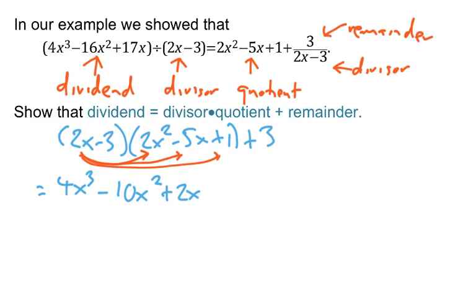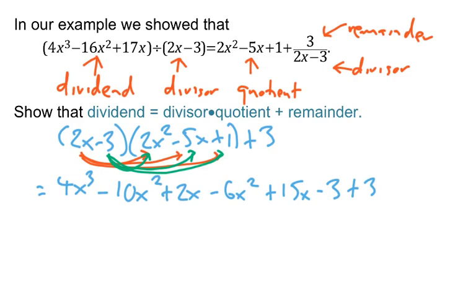Then we do the same thing with the second term of our divisor. Minus 3 times 2x squared is minus 6x squared, just that one. Minus 3 times minus 5x is 15x. And finally, minus 3 times plus 1 is minus 3. Finally, plus 3, that's the remainder. That's the divisor times the quotient plus the remainder.